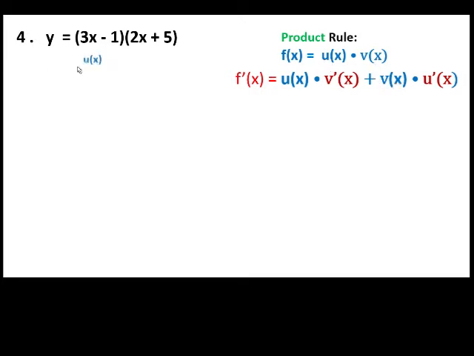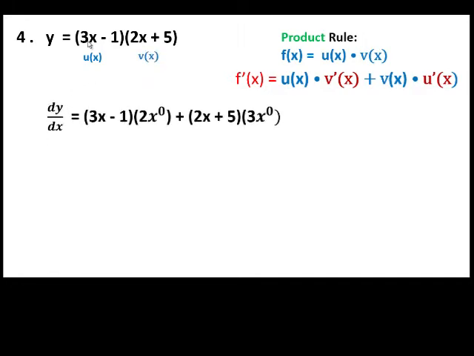So our derivative of y with respect to x is the first factor, 2x minus 1, times the derivative of 2x plus 5, which is 1 times 2 times x to the power of 1 minus 1, which is 0. The derivative of 5 is 0, plus the second factor times the derivative of 3x minus 1, which is 3x to the power of 0, because 1 minus 1 is 0. And x to the 0 is equal to 1.